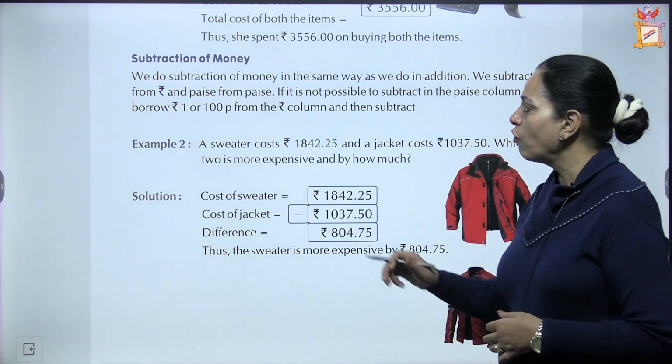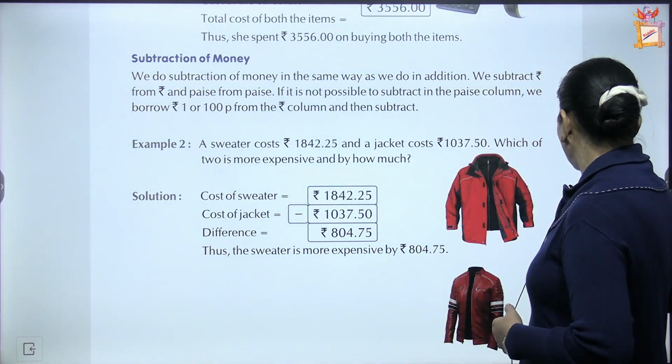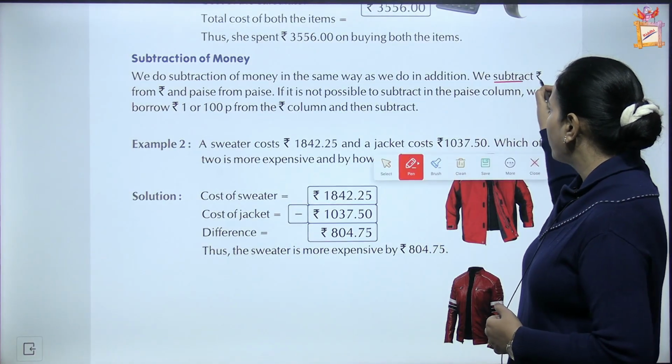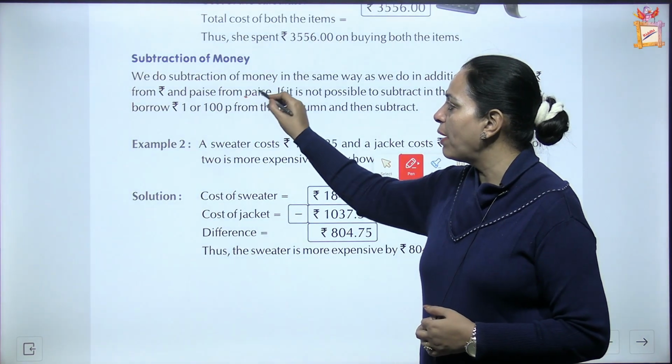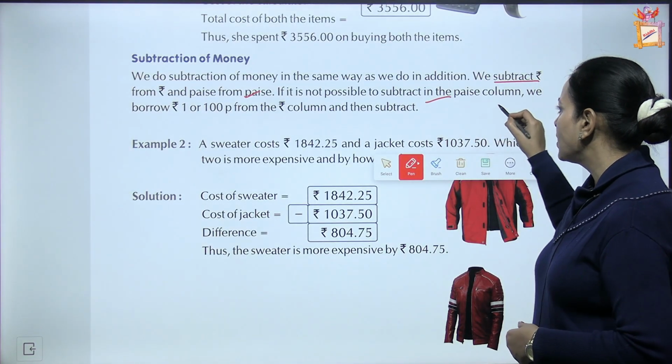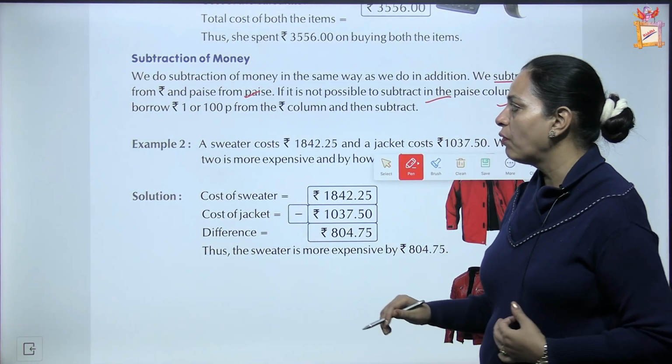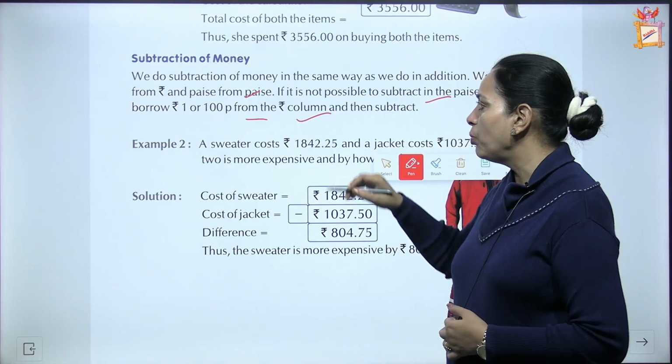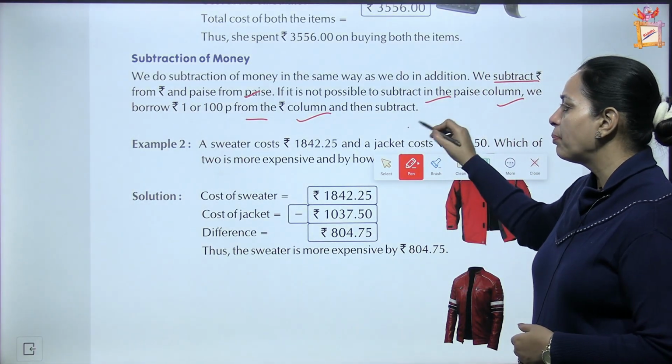Now the next is subtraction of money. We do subtraction of money in the same way as we do addition. We subtract rupees from rupees and paise from paise. If it is not possible to subtract in the paise column, we borrow rupee 1 or 100 paise from the rupee column and then subtract.